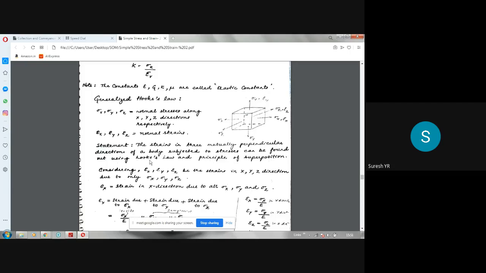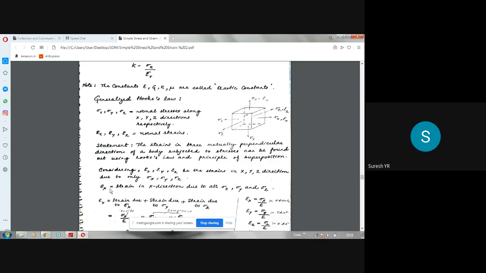Now, but that is Hooke's law. If you are applying the principle of superposition also, then sigma y also has an effect on this epsilon x, because it's a compact three-dimensional element. Sigma y also has an effect on epsilon x. Sigma z also has an effect on epsilon x. Now, how to find that? That is important. Now, epsilon x, epsilon y, epsilon z are the strains in x, y, z directions due to sigma x, sigma y, sigma z.